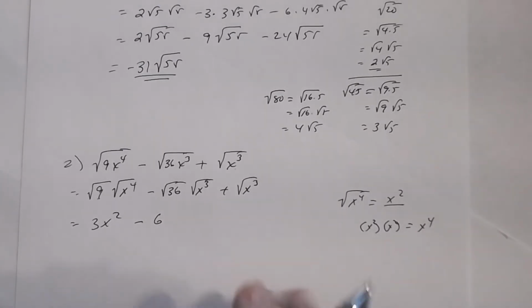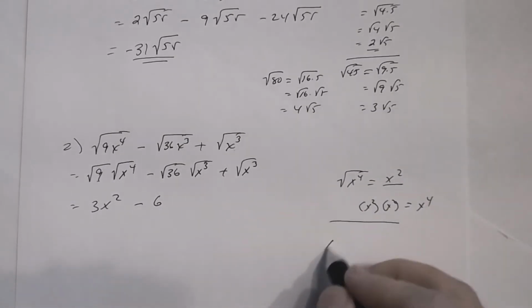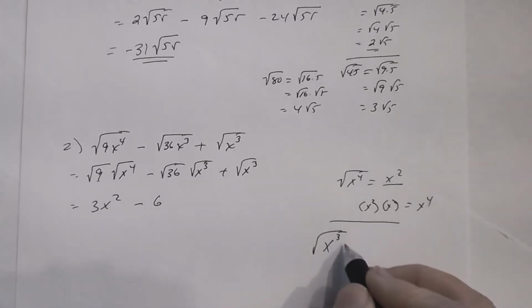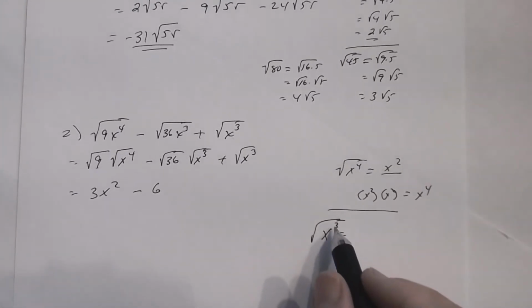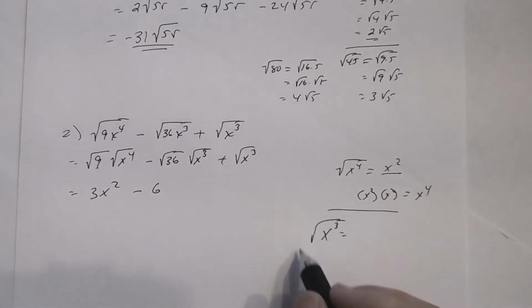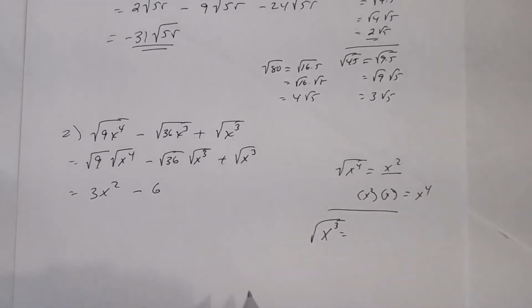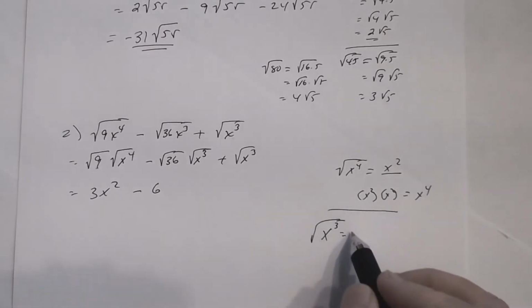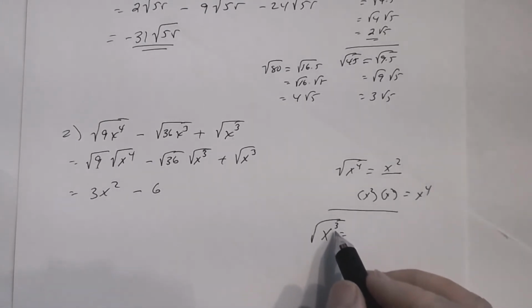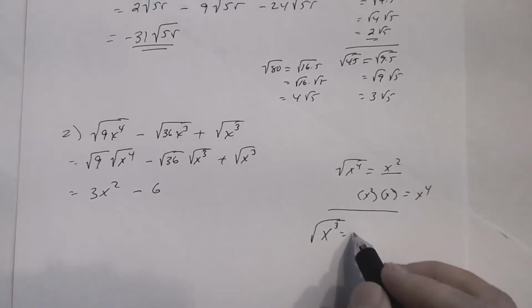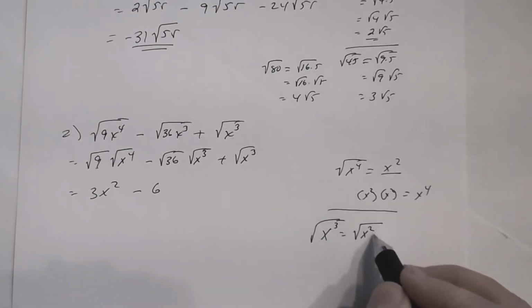Now let's talk about this right here, x cubed. Remember what we did here. 3 is odd, right? But the question is, can I still simplify this? Yes, because 3 is greater than or equal to 2. Remember how we wrote this. Since this is odd, we asked ourselves, what is the largest whole number less than 3 that's even? The answer is 2. So what we did was write this as the square root of x squared times x.